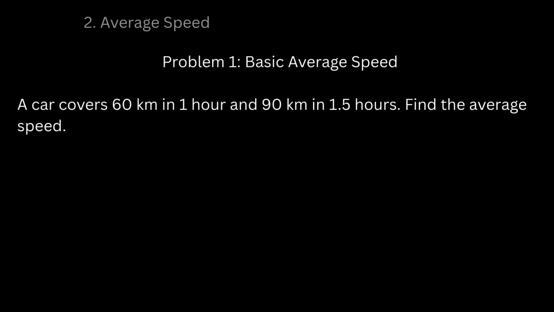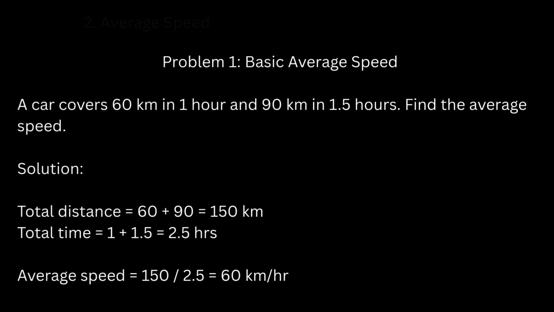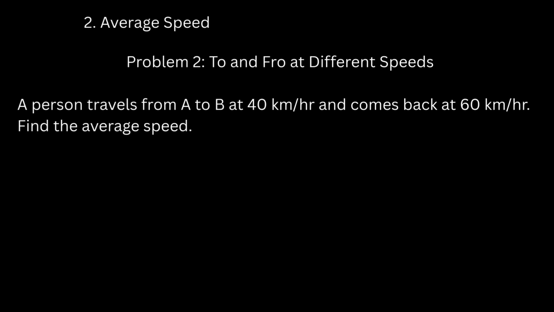So let's jump into the other average speed related problems. Firstly, we cover the basics of this. A car covers 60 km in 1 hour and 90 km in 1.5 hours. Find average speed. So the given data is total distance is 60 plus 90. We have to add those two values and then total time 1 and 1.5, we got 2.5 hours. So average speed is 150 divided by 2.5. As we know, speed is equal to distance by time. We got an output of 60 km per hour. It was a simple problem. Let's go to the other one.